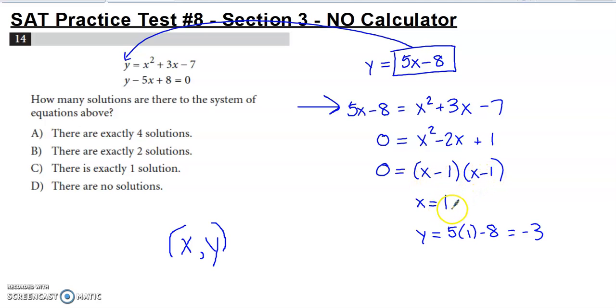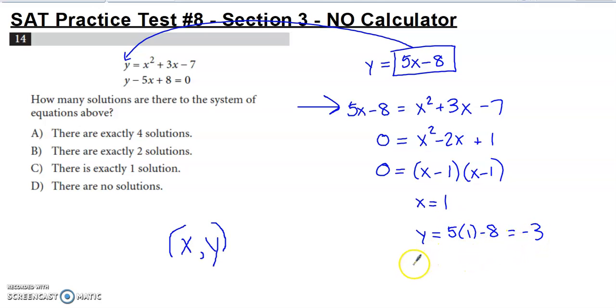If you set either of these sets of parentheses equal to 0, the only solution that you get is 1. If I plug 1 back into one of the original equations, or I'm plugging into this y equals 5x minus 8 equation, I can figure out that the y value that corresponds to the x value of 1 is negative 3.